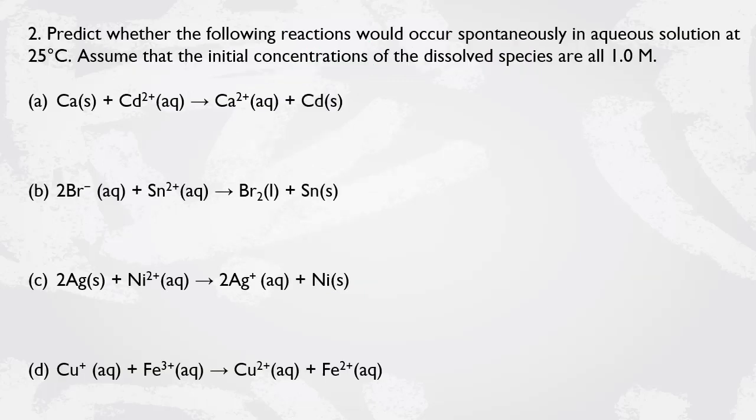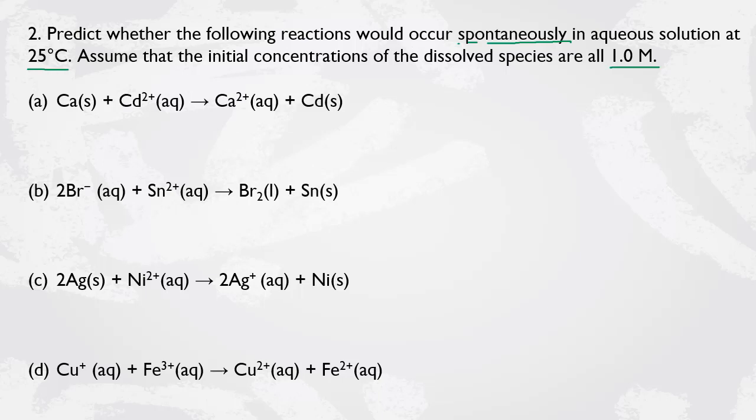Question 2 wants you to predict whether the following reactions will occur spontaneously in aqueous solutions at 25 degrees Celsius. Assume that the initial concentrations of the dissolved species are all 1 molar. So the keyword given here is spontaneous, and also the standard conditions of 25 degrees Celsius and 1 molar. Basically, the question wants you to determine whether each reaction is spontaneous or not. Since we are determining the spontaneity of reactions, we need to use the formula E-note cell equals E-note cathode minus E-note anode.